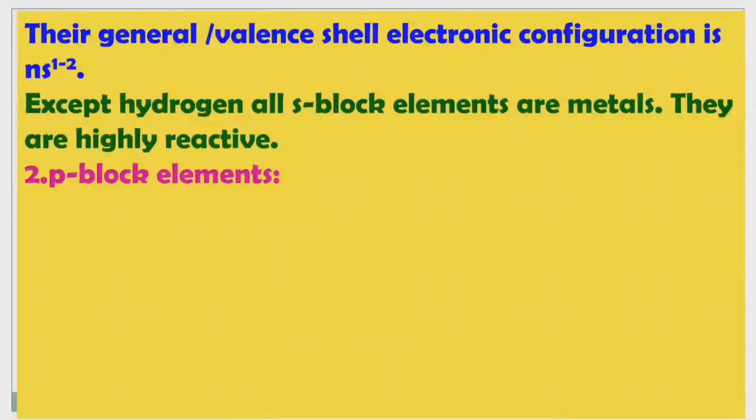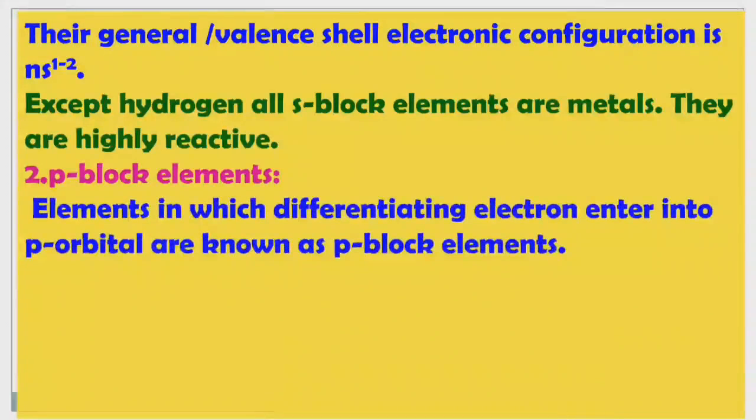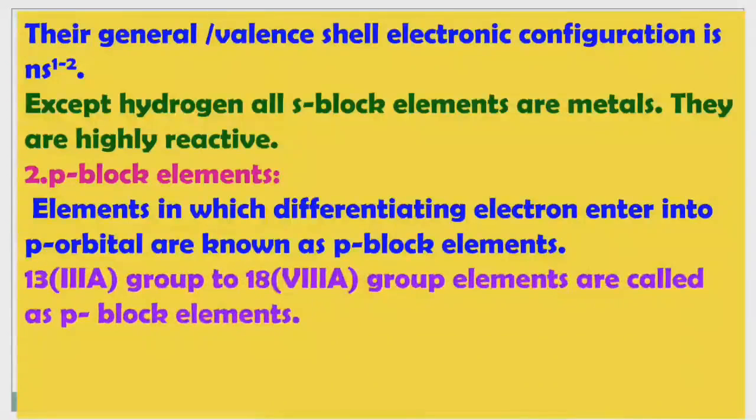Now we will discuss p block elements. Elements in which the last entering electron, the differentiating electron, enters into the p orbital are known as p block elements. The 13th group to the 18th group elements are p block elements. The 13th group is the 3rd A group and the 18th group is the 8th A or 0 group.